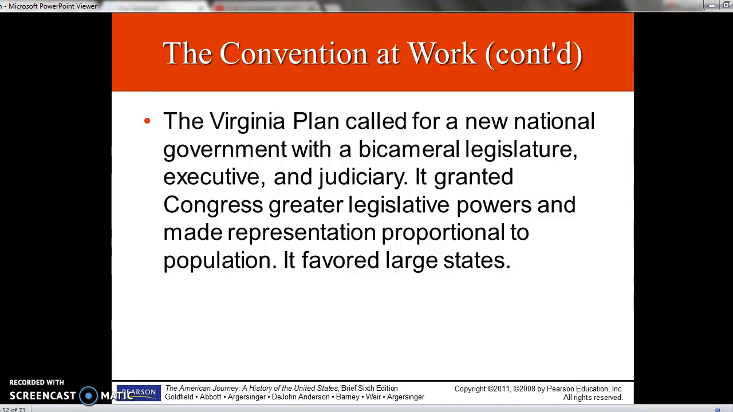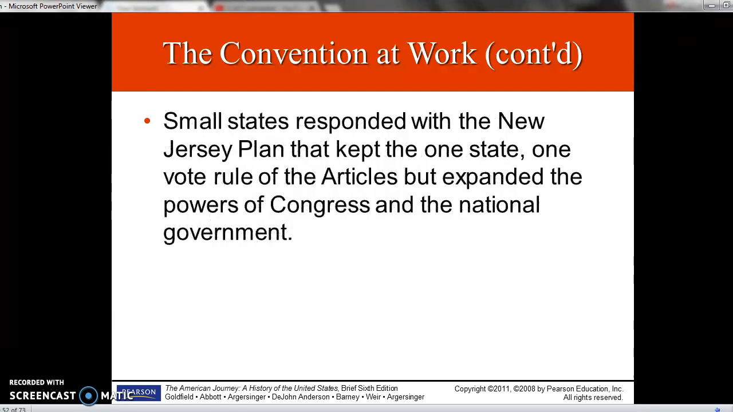So the big states love this. The little states get together and say, no, no, no. We like the small state plan, which is the New Jersey Plan: one state, one vote, one house, not two, multiple executives, and a judiciary. Now the big thing about slaves: the Virginia Plan said slaves need to be counted for population purposes, and the New Jersey Plan doesn't even recognize this because they don't care. It's one state, one vote, and they're fine with that.